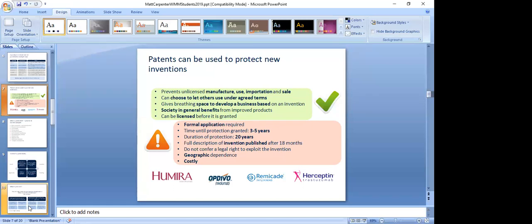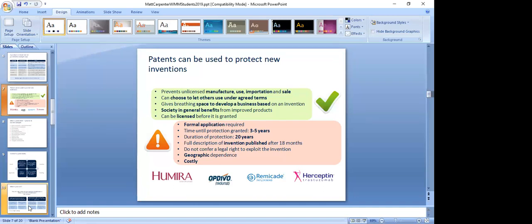Before it's granted, you can take licenses like a software license or a design license, whatever licenses are available to you. Then a formal application is required. You need to complete these things.